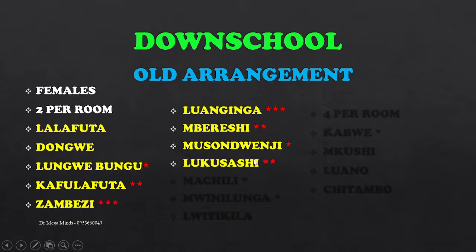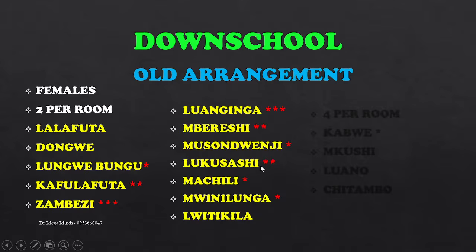We have Lukusashi, which is connected to the genset, although it is quite big. And then we have Machili, Mwinulunga. These two are also connected to the gensets. They are very good, but I didn't like what I was seeing in terms of sanitation, I would say. They used to be quite messy all the time. And like Zambezi, Lwanginga, these are top notch.